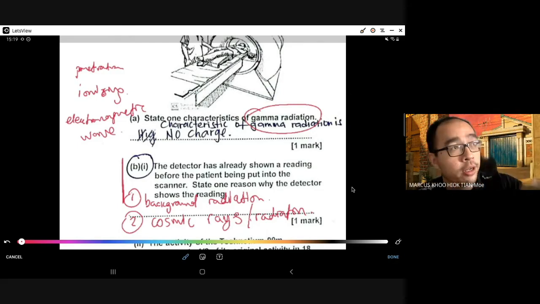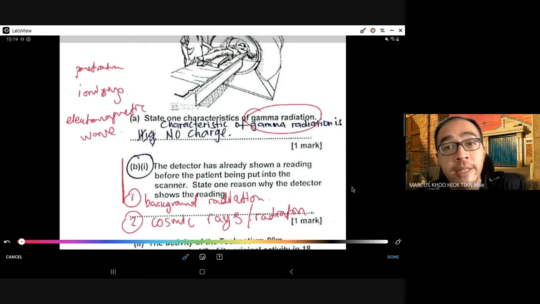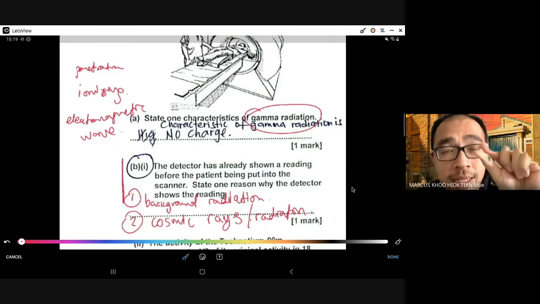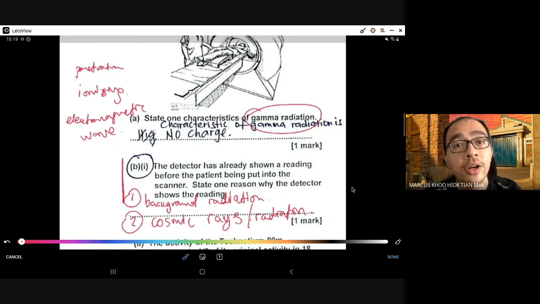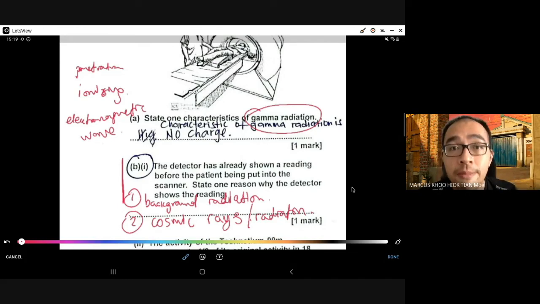So when you put a meter, and this one is more for question number 4, when you put a meter into the air, especially if you're in the hot sun, you will definitely get a slightly higher reading than normal. It is still a small reading, but slightly higher, because the detector is detecting some radiation from the sun. And the radiation from the sun, we call it cosmic rays.